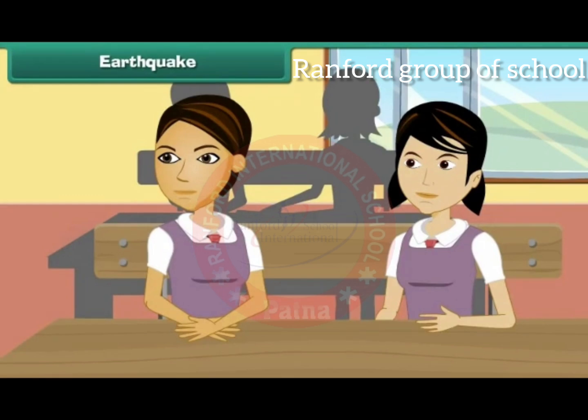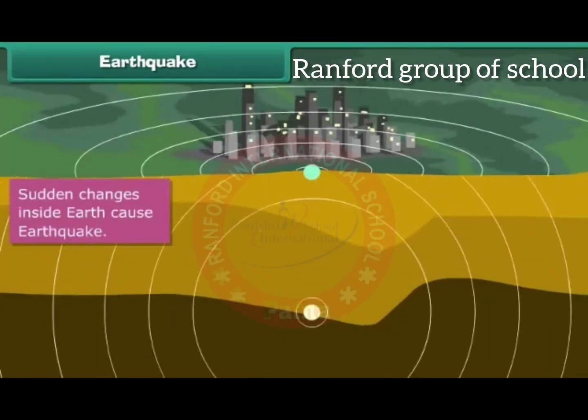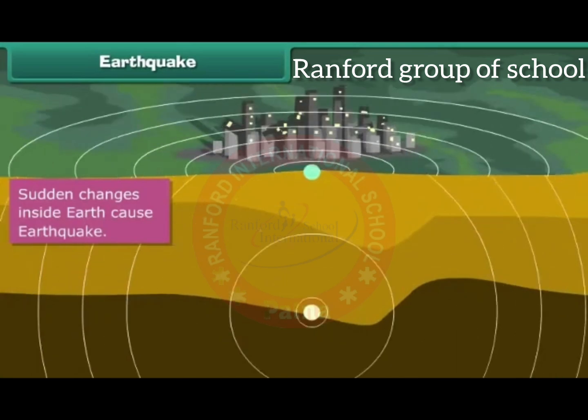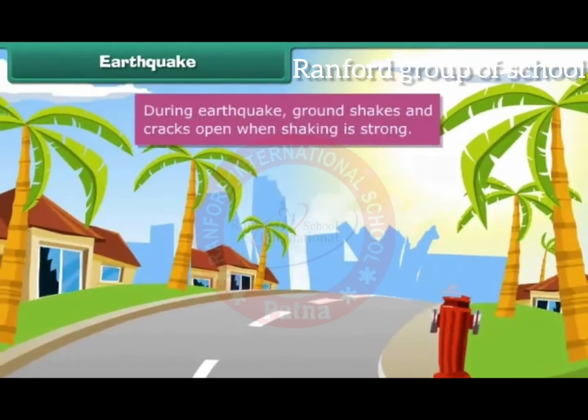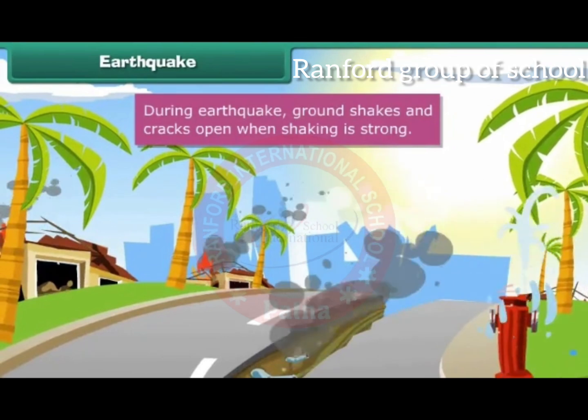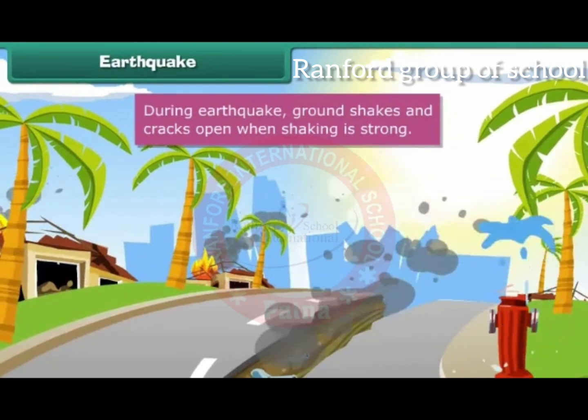Earthquake. How does the earthquake occur? When there is a sudden change deep inside the earth, it shakes the earth's crust, causing an earthquake. When an earthquake takes place, the ground shakes. When the shaking is severe, at places, the ground cracks open.